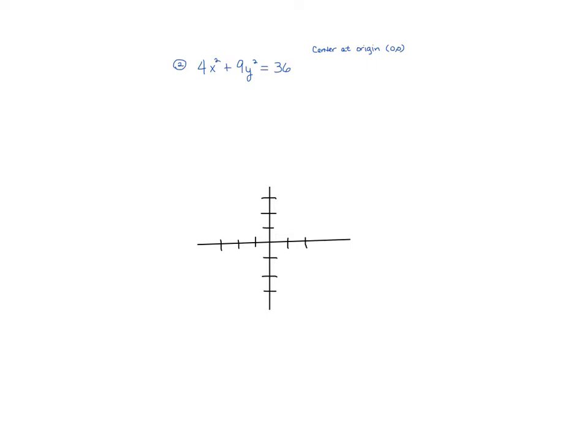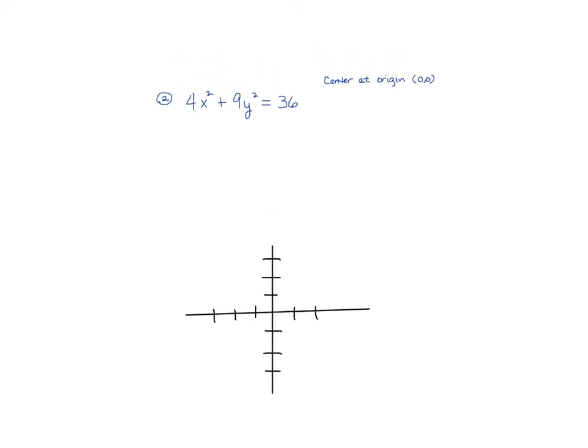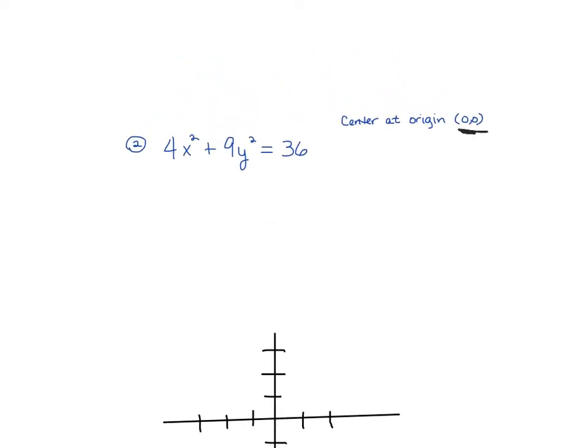Again, remember you want your equation set equal to 1. So what I need to do here, again, my center's still at the origin, so I need to divide everything by 36. I can reduce 4 over 36. This becomes x squared over 9. I can reduce 9 over 36, and this becomes y squared over 4, and then it equals 1.